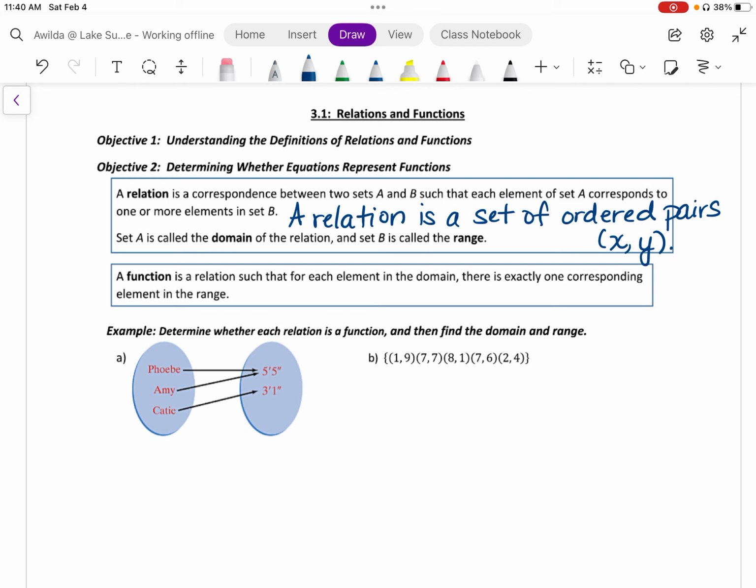Set A is called the domain of the relation, and set B is called the range of the relation. Again, put more simply, the domain is the set of all x values, and the range will be the set of all the y values.